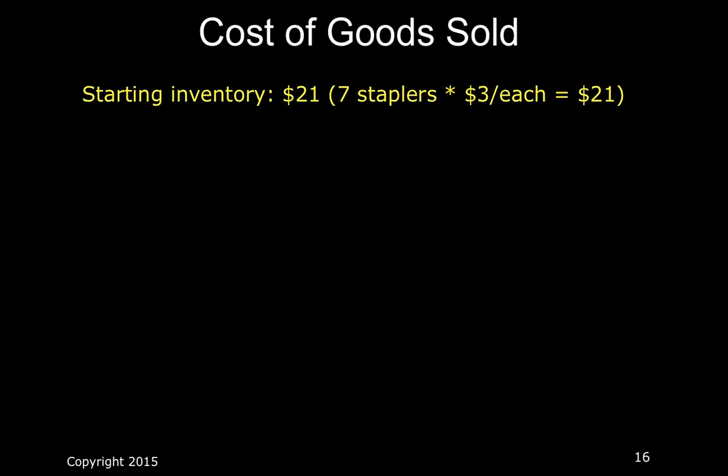We will assume that the first 7 staplers are produced in year 1 for $3 each, for a total inventory of $21. No staplers were sold in year 1, so our starting inventory at the beginning of year 2 will be $21. We need to add to that amount the total dollar amount of new inventory added during year 2.